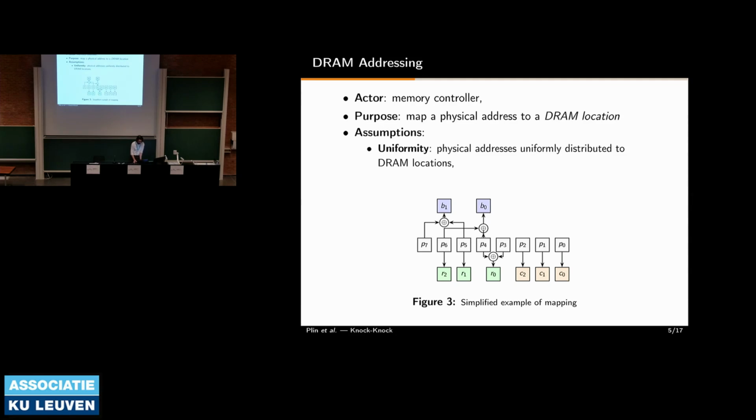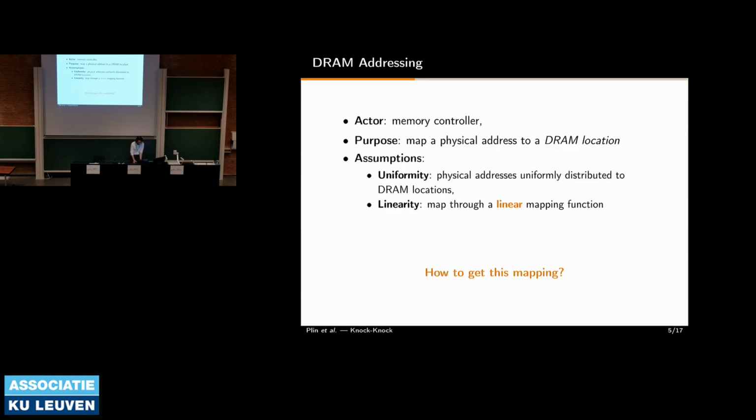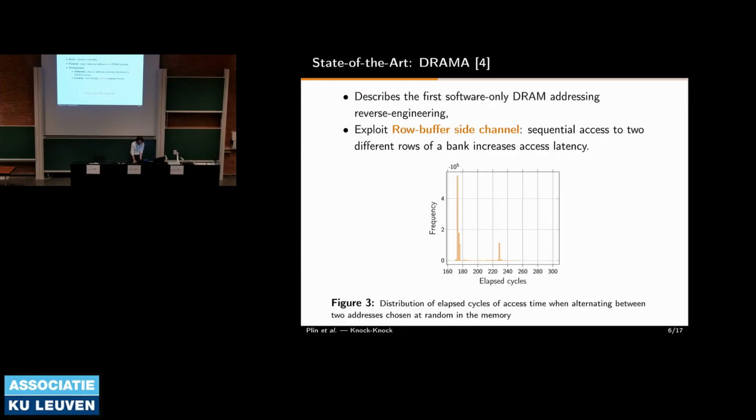For this work, we'll make a few assumptions, such as uniformity, meaning that the physical addresses will be uniformly distributed to DRAM locations. We make this assumption because manufacturers, we assume, will try to spread as much as possible the load on the memory. And we also assume that this mapping is done in a linear fashion. That means that it is done by using XOR operations on different bits of the physical address. So the question is, how do we get to this mapping?